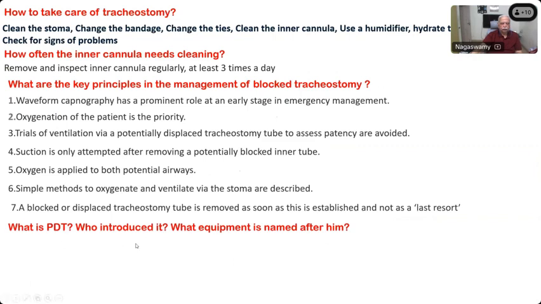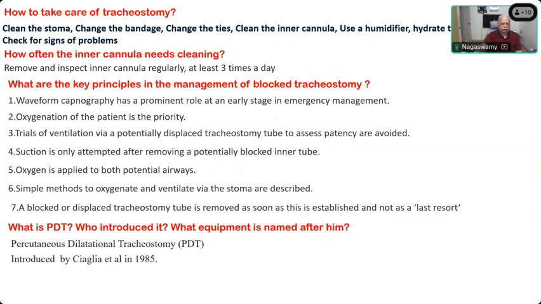What is PDT? Who introduced it and what is the equipment named after it? Percutaneous dilatational tracheostomy. Who introduced it? Ciaglia, in 1985. And the equipment is the Ciaglia Blue Rhino kit.